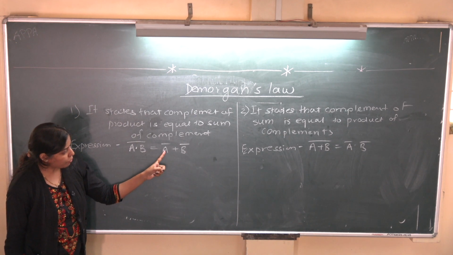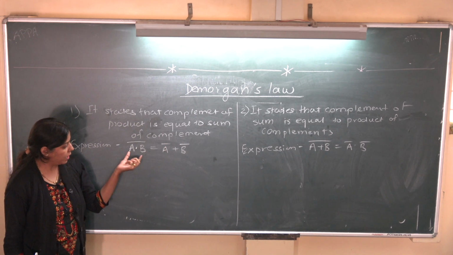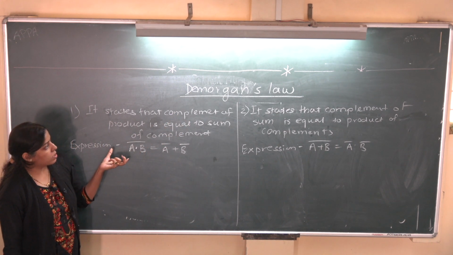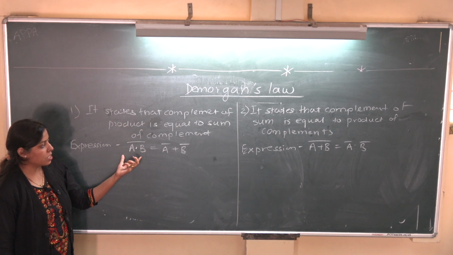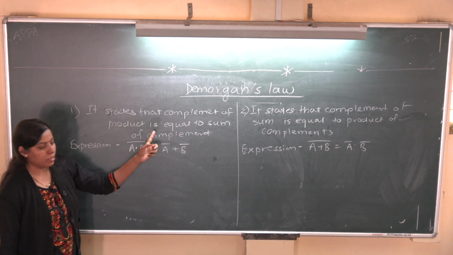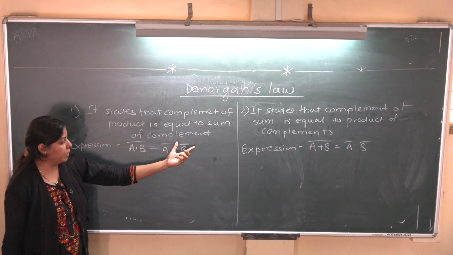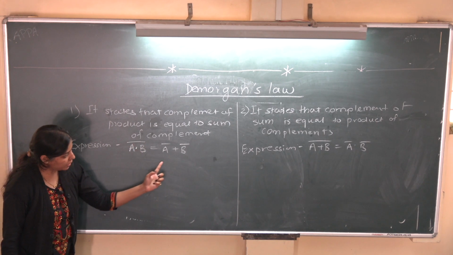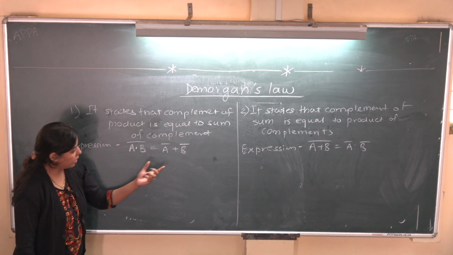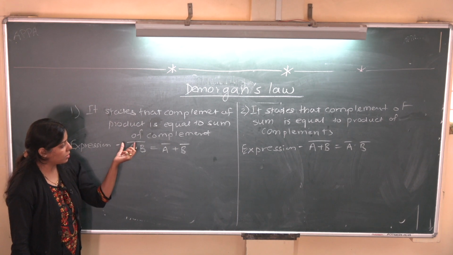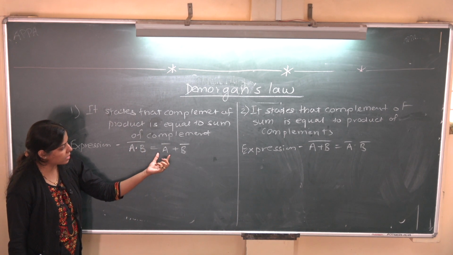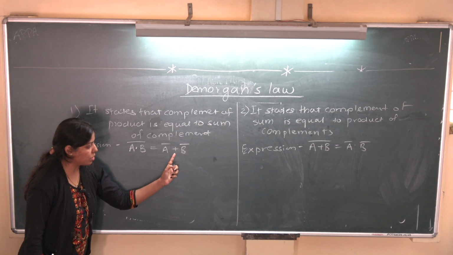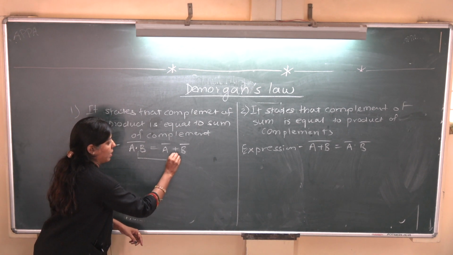Sum of complements. These are two variables, I am taking these two variables A and B. So, the expression is like this: complement of product is equal to sum of complements. Here, A into B whole bar. Now, the operator is going to change in De Morgan's theorem, and the complements are separated and considered as individual variables. So, into becomes plus. Okay.